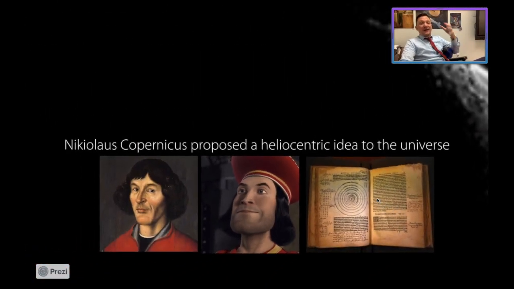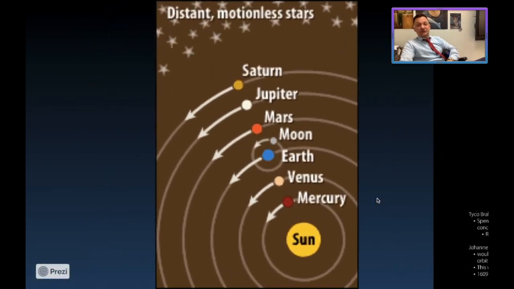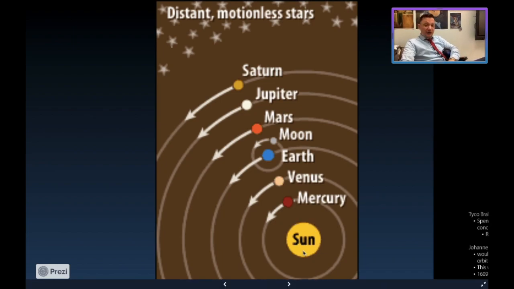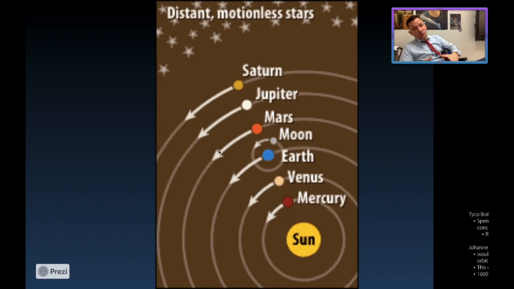So the big thing about it, in general, is that Nicholas Copernicus is the first guy to come along and propose this idea of that heliocentric universe. This was his model, right? He believed that, no, the sun is actually stationary and Mercury, Venus, Earth, Moon, Mars, Jupiter, all the other guys go around the sun, which we know now is the correct movement.